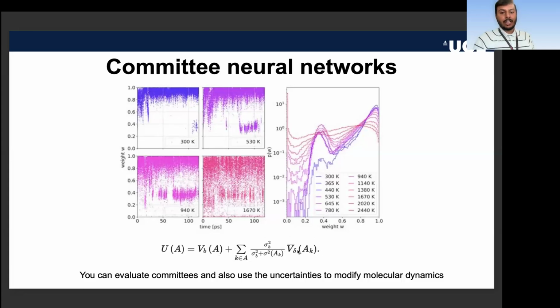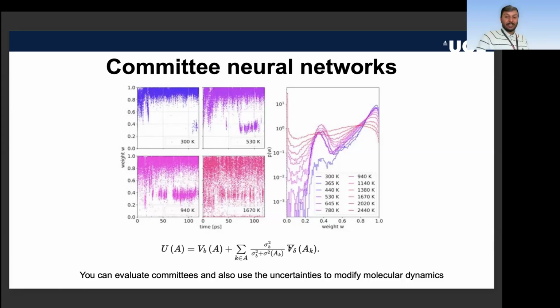and then you have this V delta, which is a committee, but there is a prefactor here. And if you study this prefactor carefully, what it says is that if my uncertainty is greater than sigma b, then this will basically become zero. So your simulation will be done purely by the baseline. And if this uncertainty is low, then your potential will actually just be a correction to this baseline.